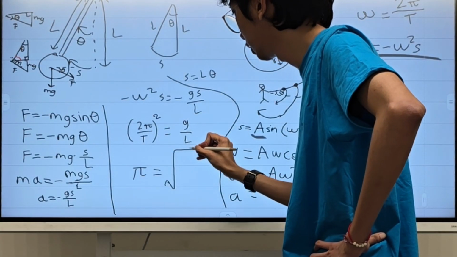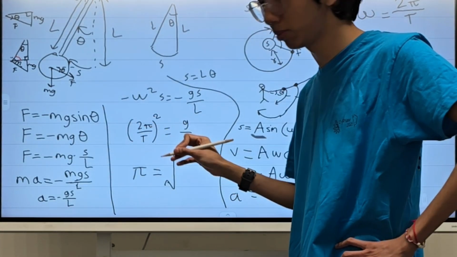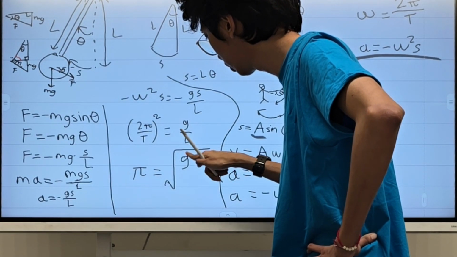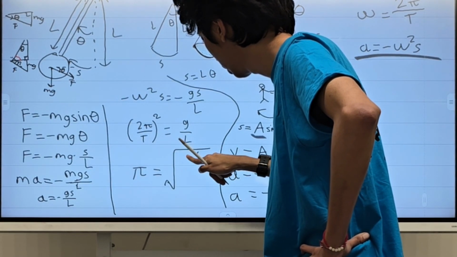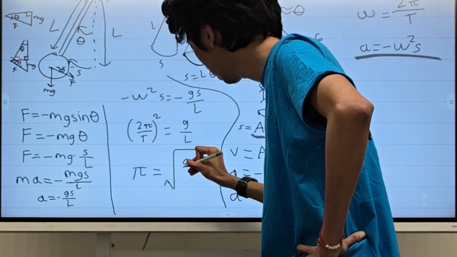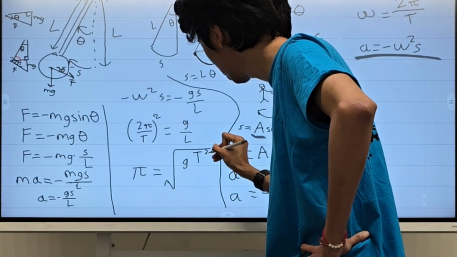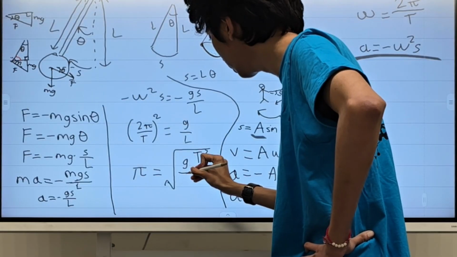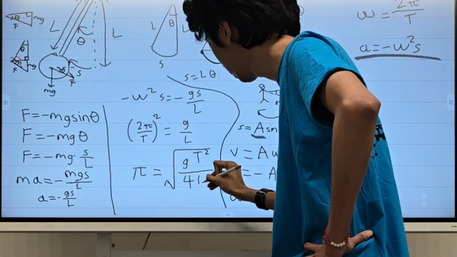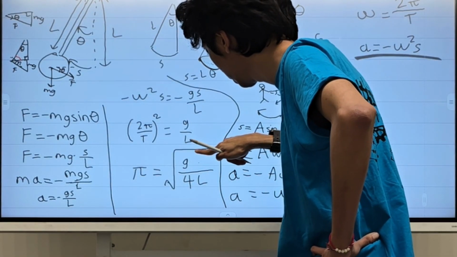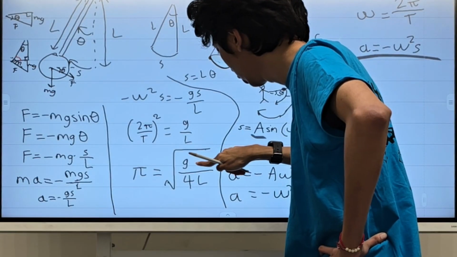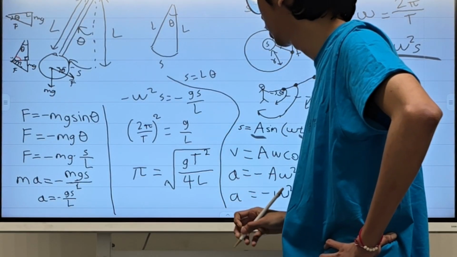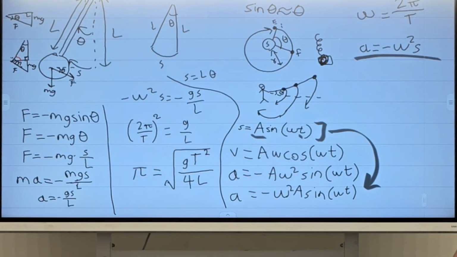This becomes t squared. So we have g t squared divided by 4L. This looks like a 9. It should look like a 9. Let me just rewrite this. You can try this at home and follow along if you want. There you go. This is going to be our pi equation, and we got it.